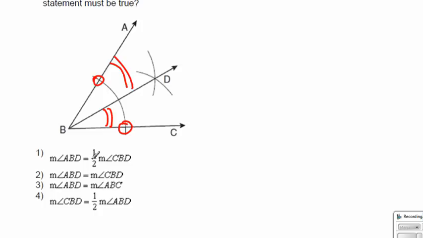Now let's look at the choices. Angle ABD, which is the upper angle, must be half of the bottom angle. In fact, that is not true. They should be equal to each other. Wait a minute, that means choice 2 would have been our answer.